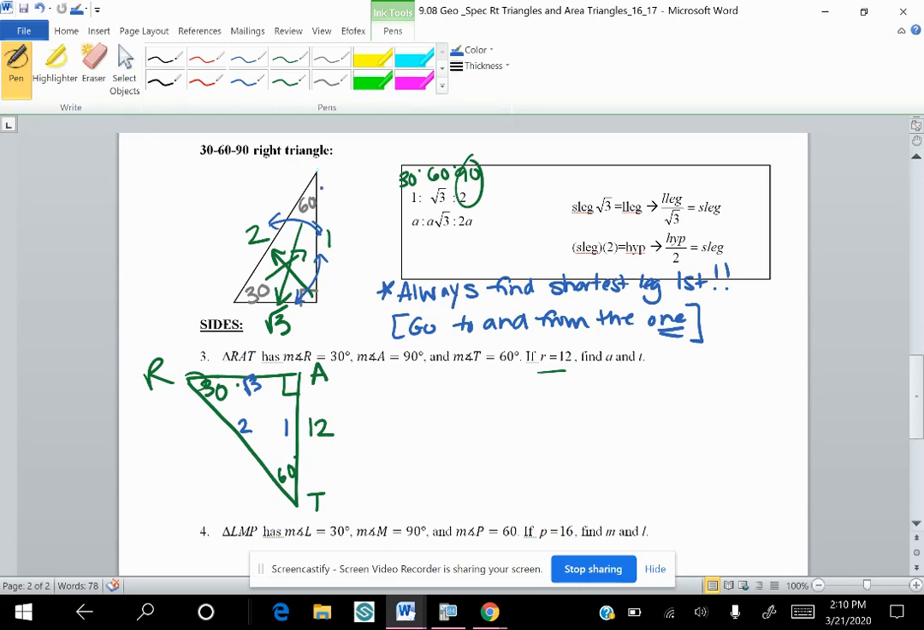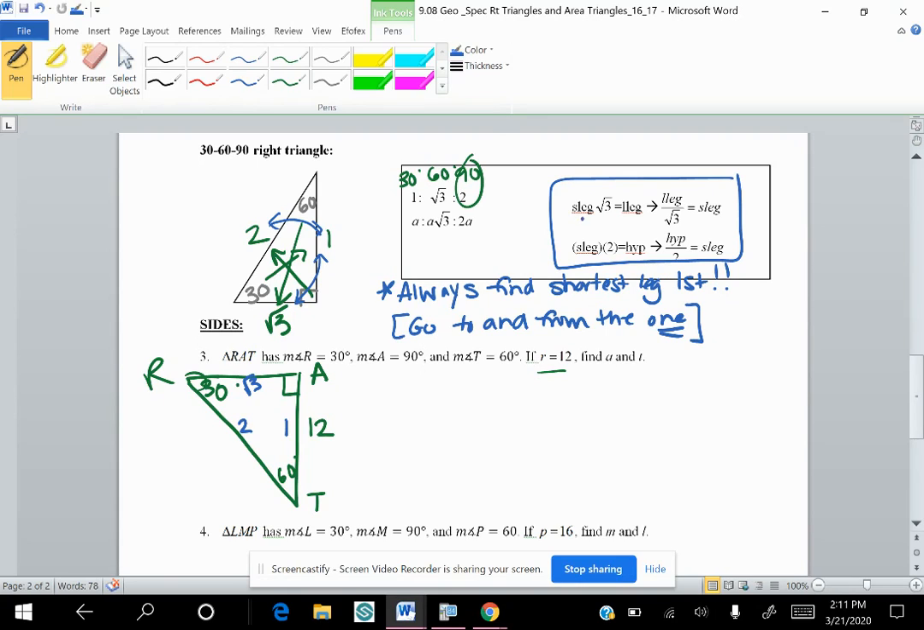For example, if I gave you this side over here was the 1, then how do I get from a 1 to a 2? Multiply by 2. How do I get from a 1 to a rad 3? Multiply by rad 3. How do I get from a rad 3 to a 1? I would divide by rad 3. And how do I get from a 2 to a 1? I would divide by 2. So you're always just dividing or multiplying by 2 or rad 3. And that's what this says over here. You don't need to memorize those. It's just kind of what you would do.